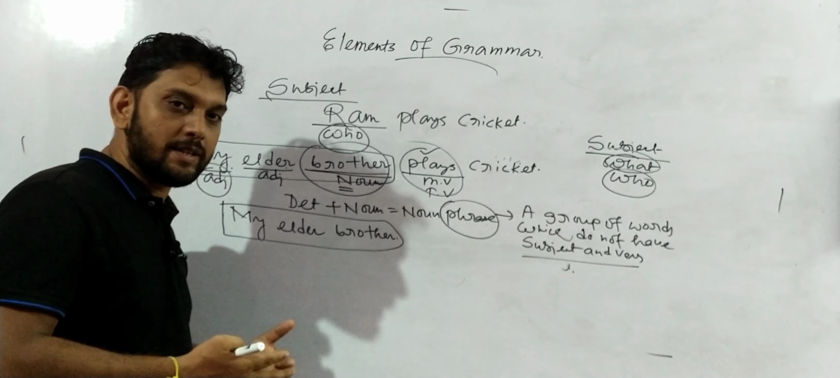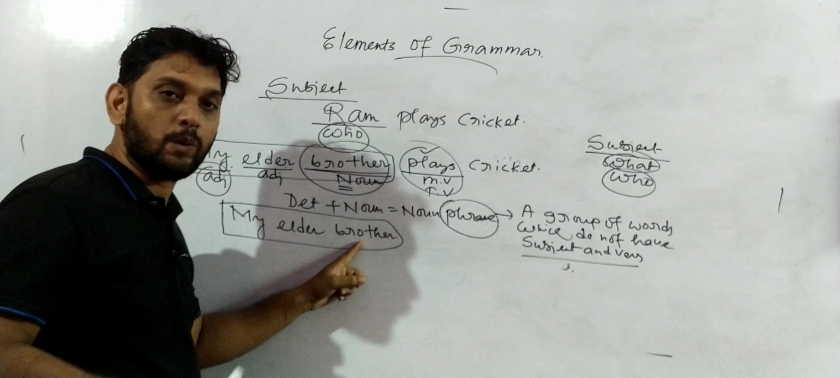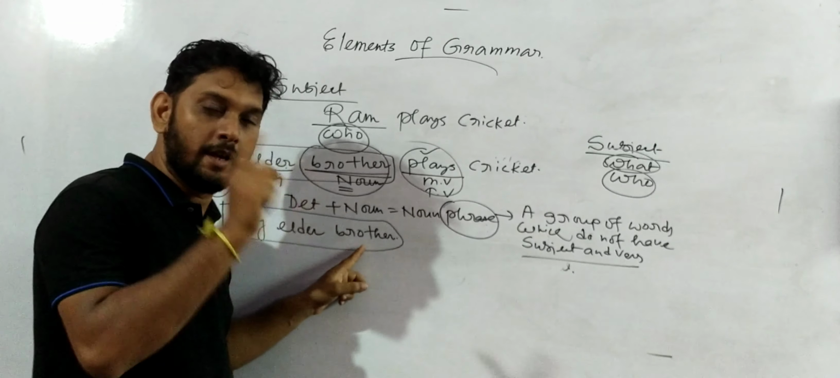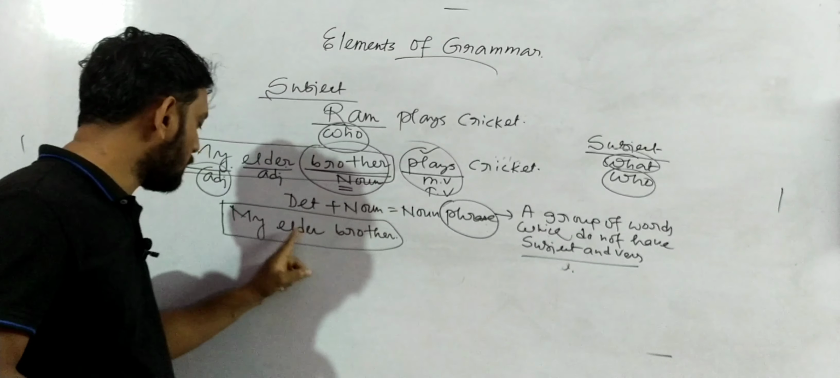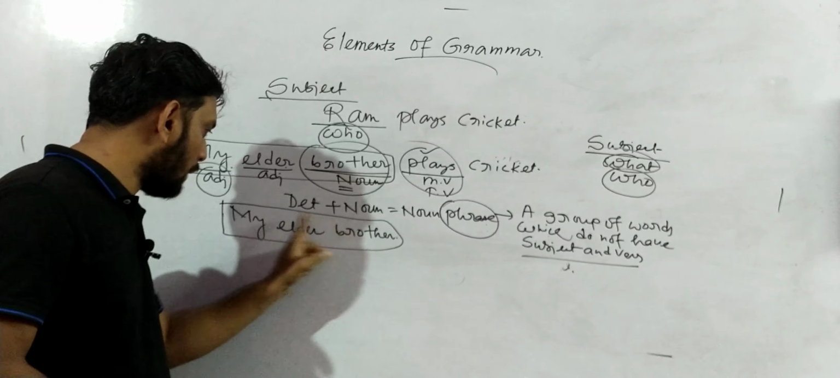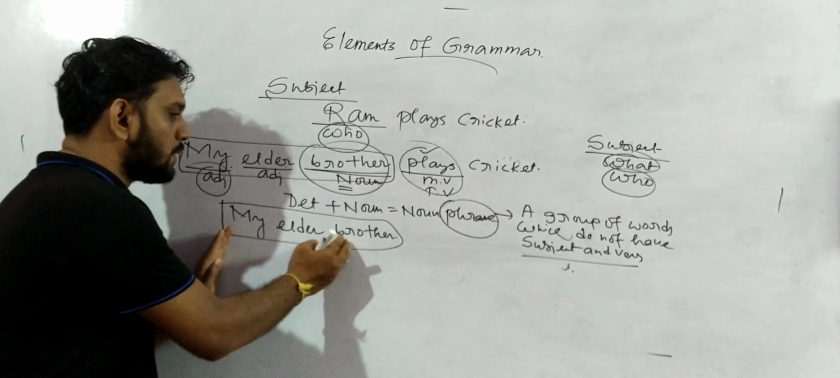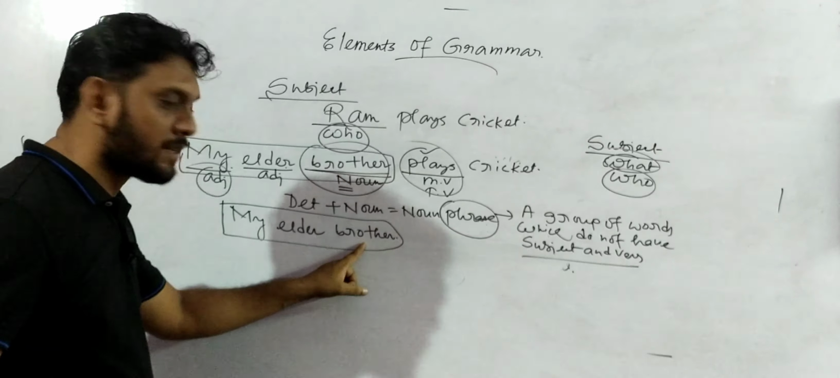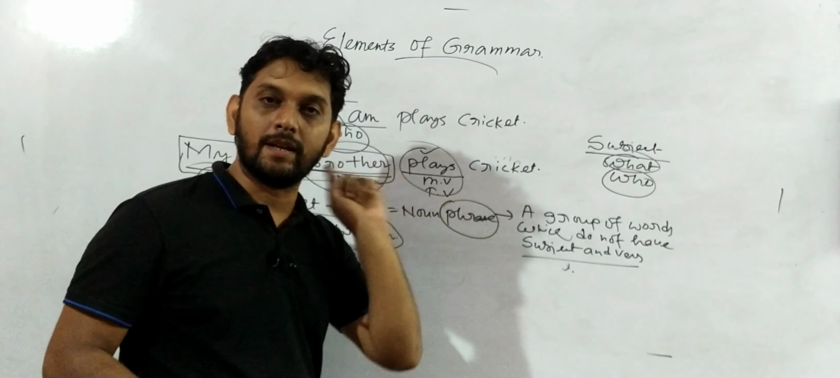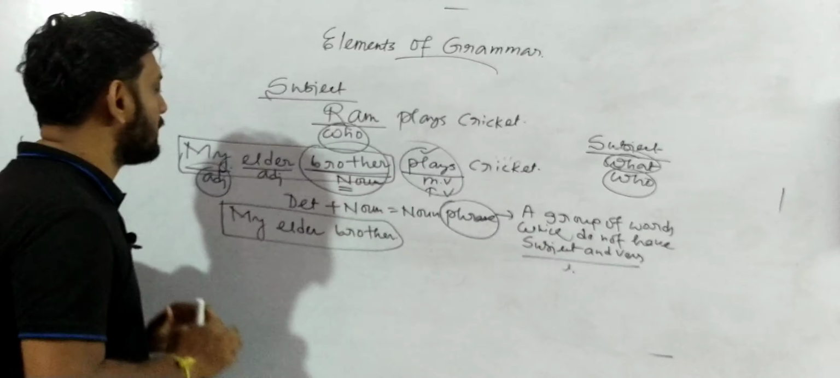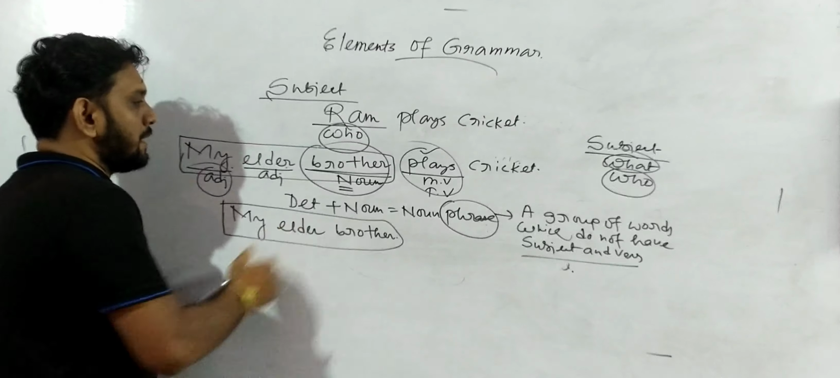And how can we understand it is a phrase? Because the last word should always be a noun, and before the noun all the words should be considered adjectives. So it is called a noun phrase because the last word is a noun. In "my elder brother", brother is the noun.